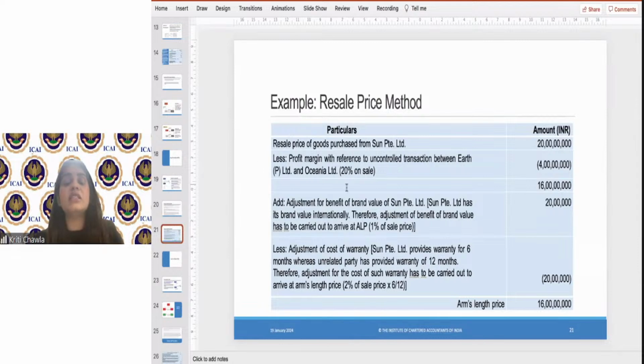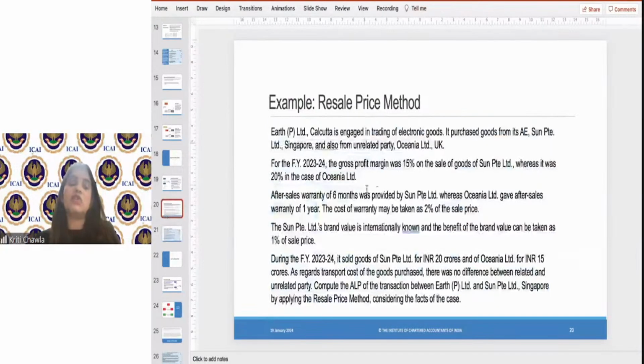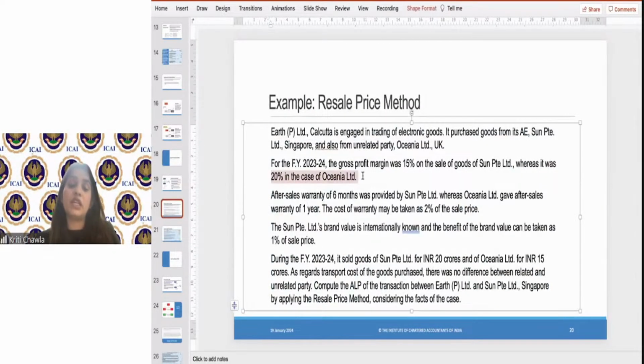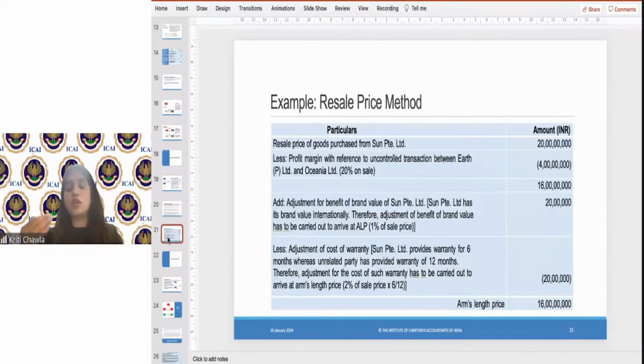But the point is that in this particular question, this 20% on sale was given, that other people in the industry are actually earning 20%. But generally, this is a practical scenario wherein we do not know what other people in the industry are earning. So this amount is to be established using transfer pricing databases, that these particular companies were earning 20% and you are earning a profit margin of 15%. This is what we need to establish, what are other people in the industry earning. And that's how we use something called transfer pricing databases to see what exactly is the profit margin that other people in the industry are actually earning.